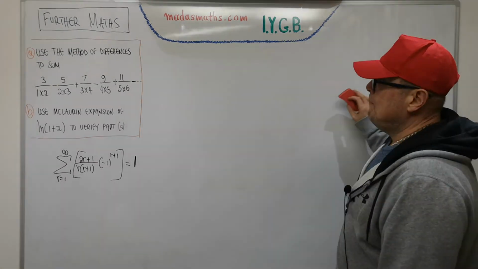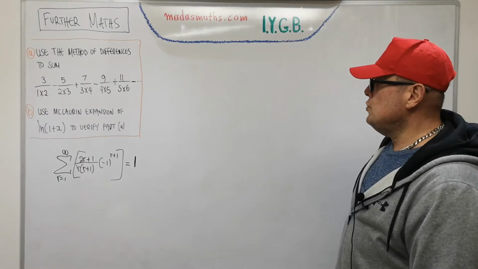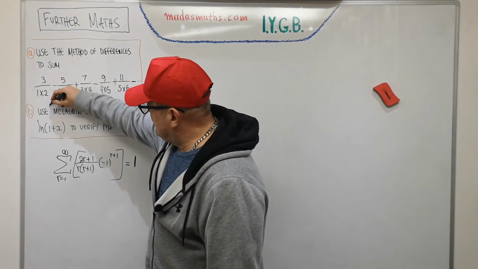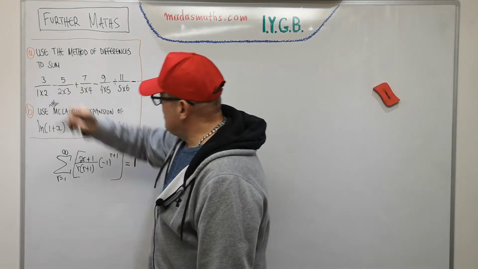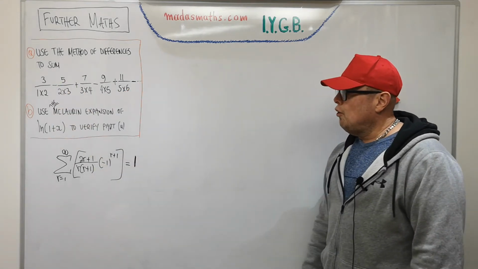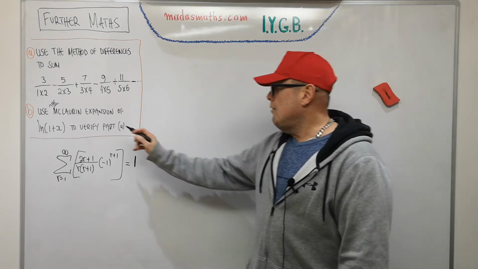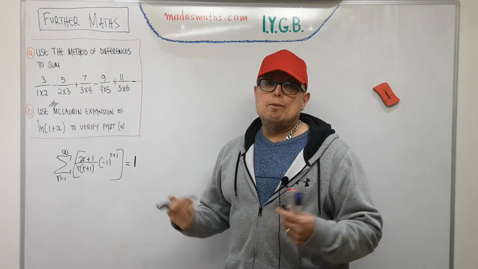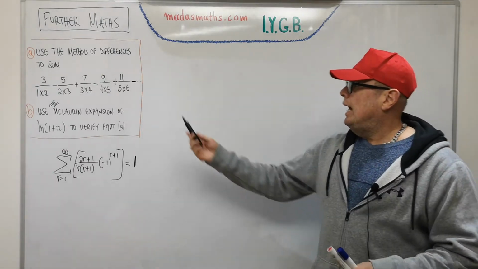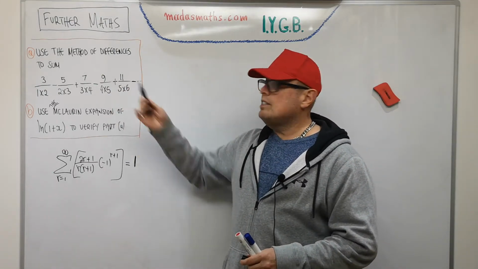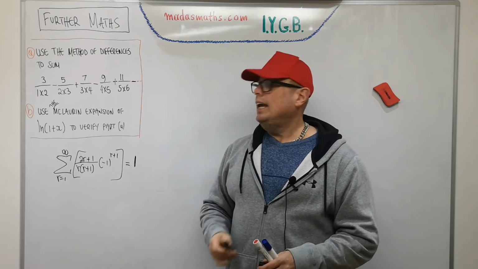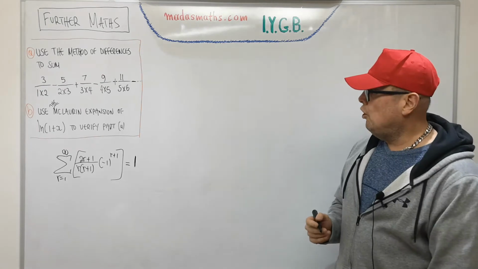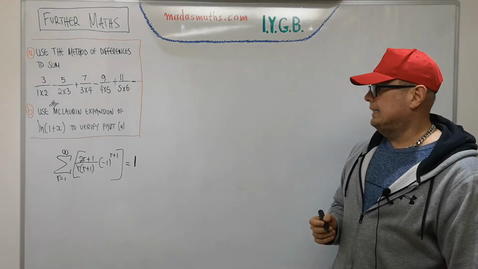Okay, part B now says use the Maclaurin expansion of the log of 1 plus x to verify the answer from part A. So essentially it says do the same thing again, only this time using a completely different method, by using the Maclaurin expansion of the log of 1 plus x.